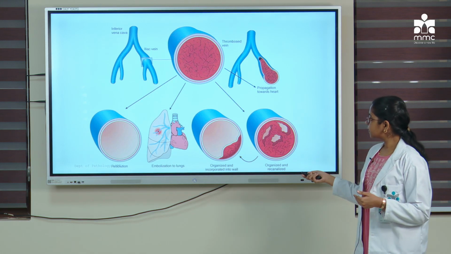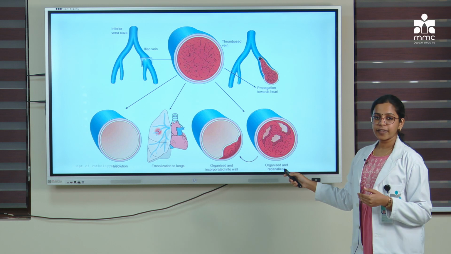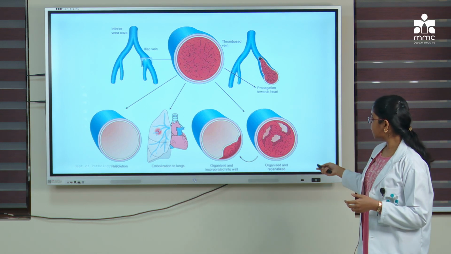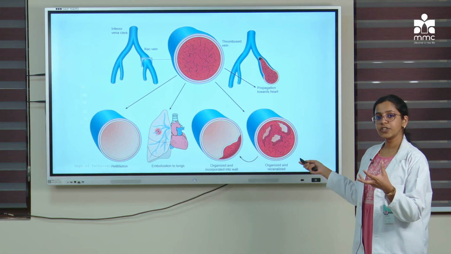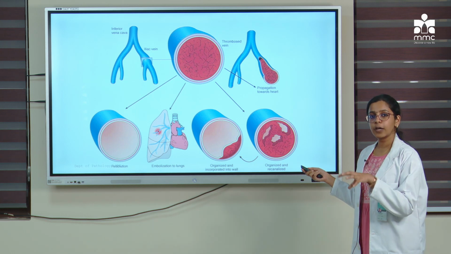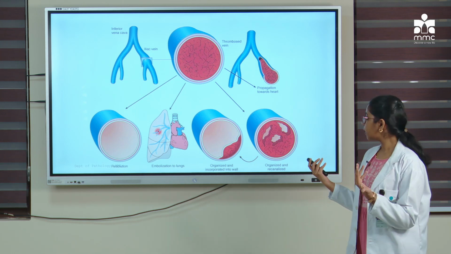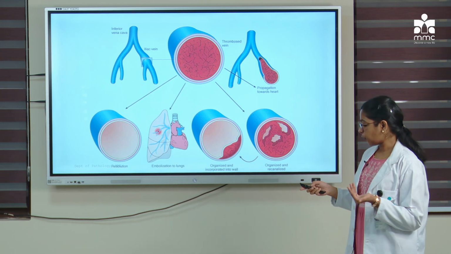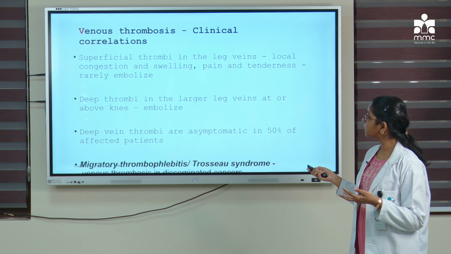And the last one is it can get incorporated into the blood vessel wall itself, and later you can also have this organization and then recanalization, new lumina formation, and it will get organized or incorporated into the blood vessel wall. So, these are the fates of thrombus.